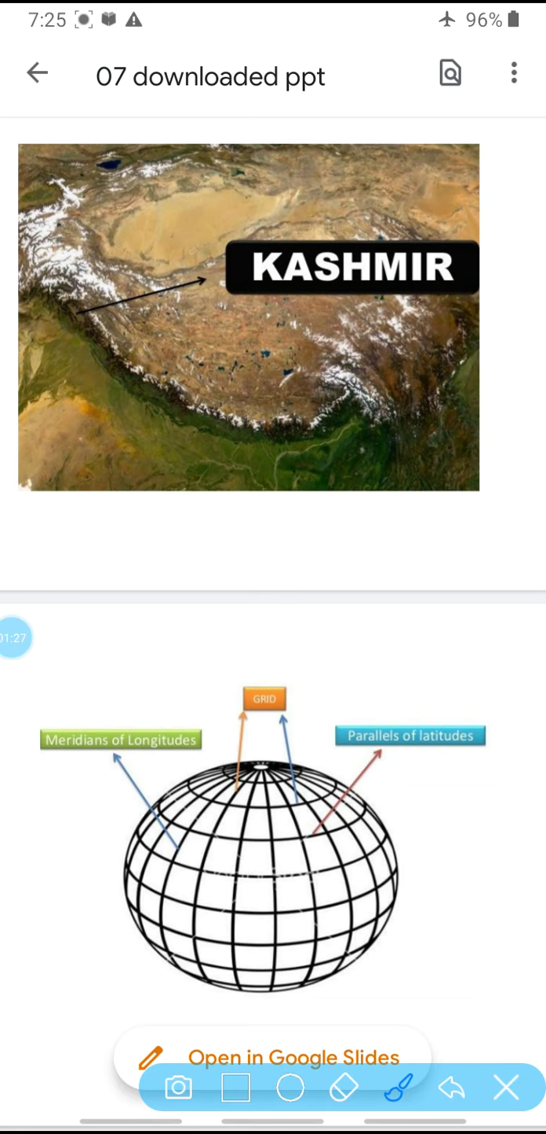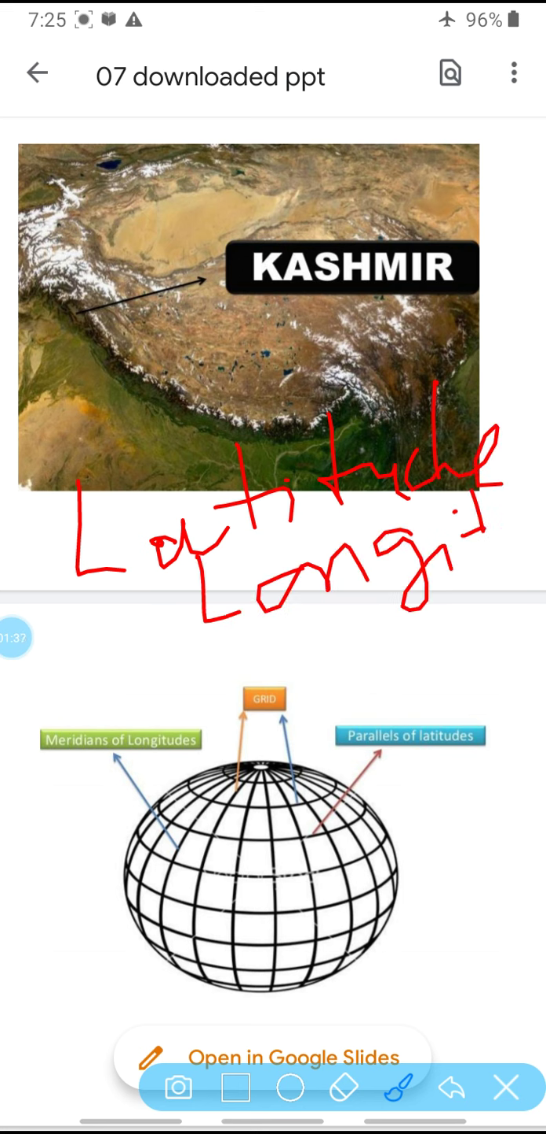For that purpose we require latitude and longitude. What are these? The lines which are parallel, these are called latitudes. These all are called latitudes. And the meridians of longitude, these are longitudes. And the gap between these is called a grid.